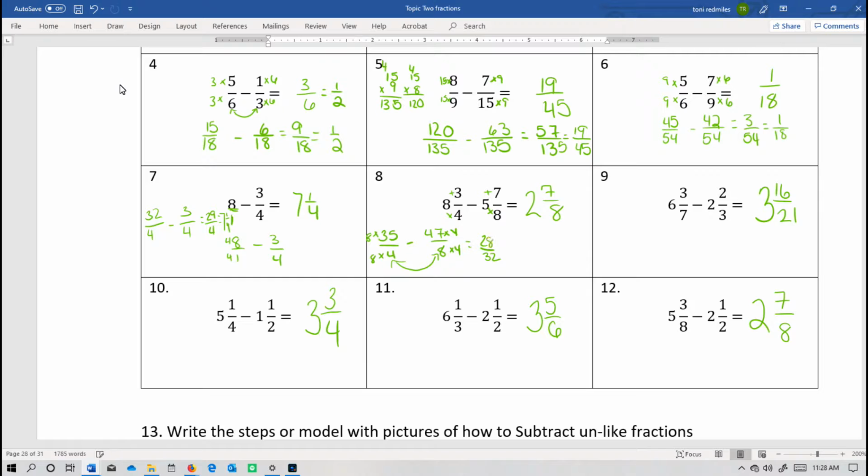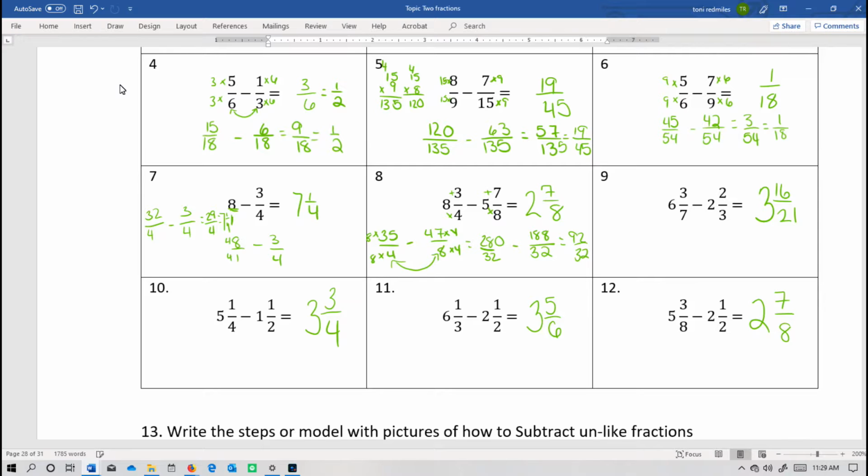$280 minus 4 times 47 on the top is 188. That's a lot better. That makes more sense in my mind. And now I can subtract my numerators. And I get a 92.